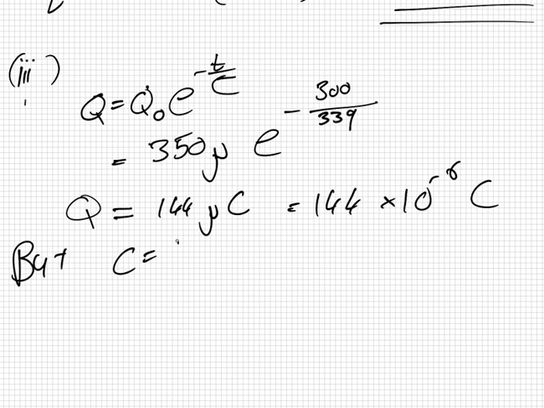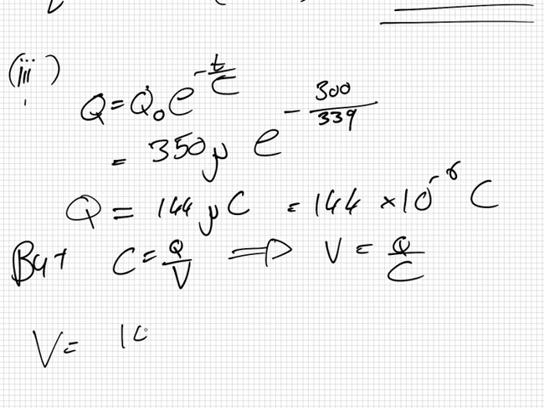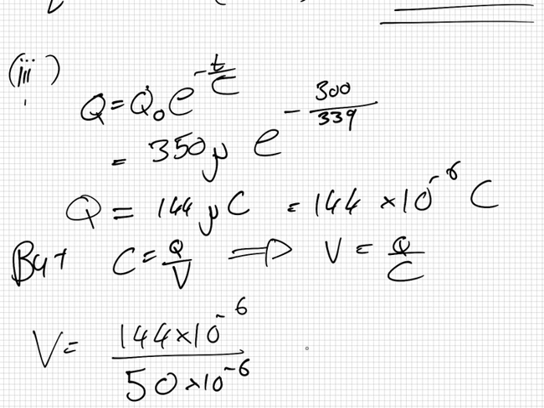Can I do the next part? So they want to know, for the next part, how long until you have 150? So again, we use the same formula. Q equals Q0 e to the minus t over time constant. 150 micro equals 350 micro e to the minus t over, and the time constant is 339.